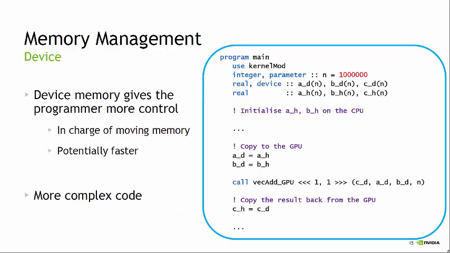And the other method is using the device attribute. Again, I've not highlighted it, but it's just there. We've replaced managed with device here. And because we now have memory we can't touch on the CPU, we need to declare two copies. We need to declare a GPU copy, so _d, device, and a CPU copy, _h, host.